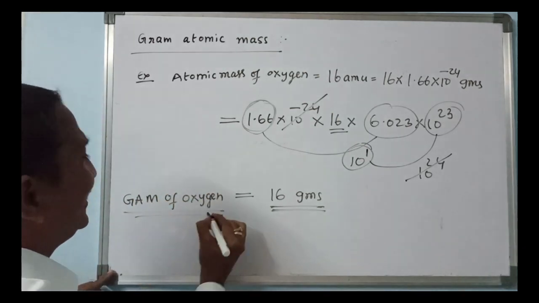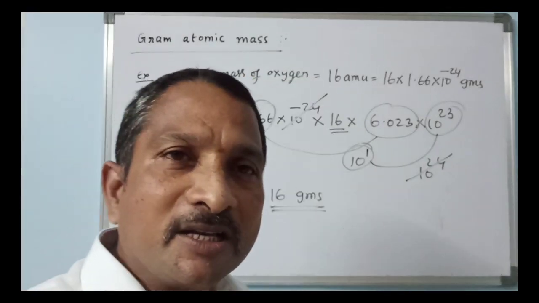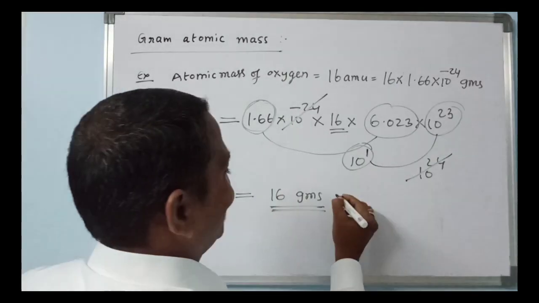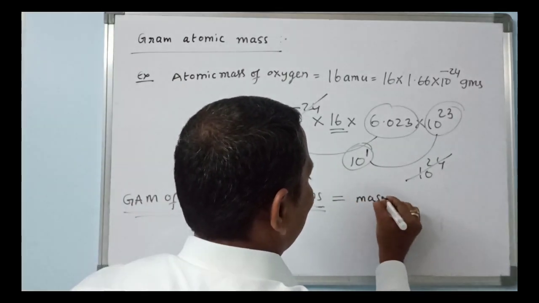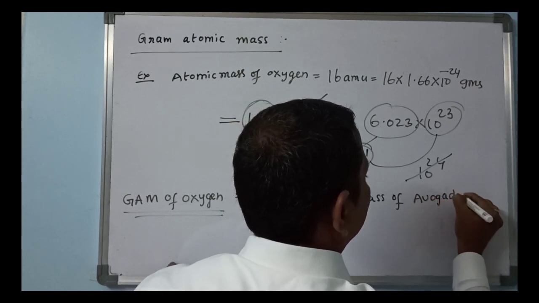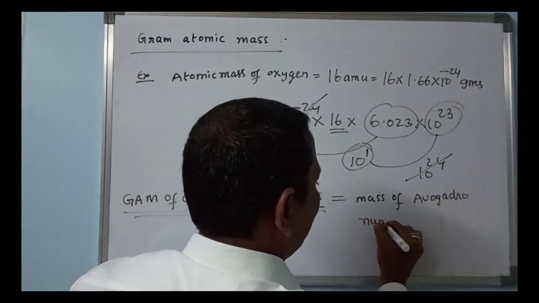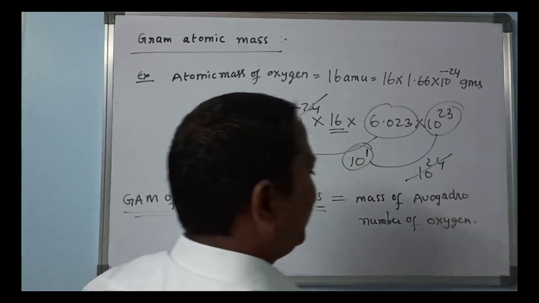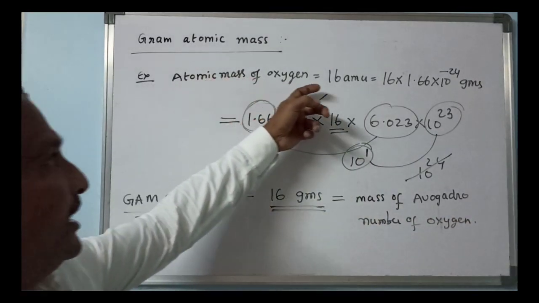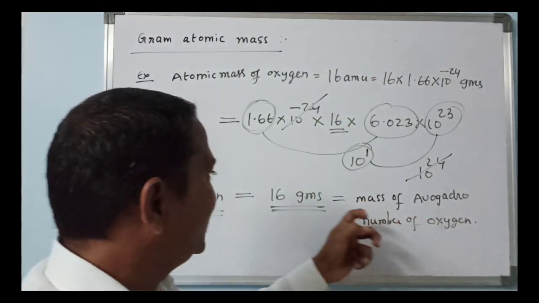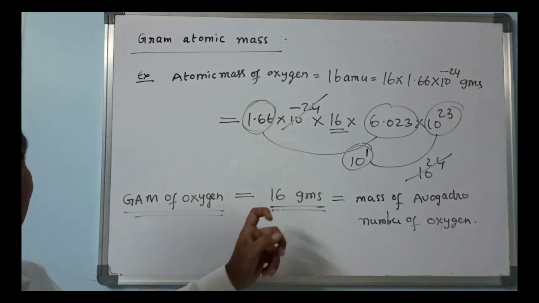Very simple. Atomic mass means mass of one atom. Gram atomic mass means mass of Avogadro number of atoms. This is the mass of Avogadro number of oxygen atoms. Clear, all of you? Mass of one oxygen atom is 16 AMU. Mass of Avogadro number of oxygen atoms is 16 grams.